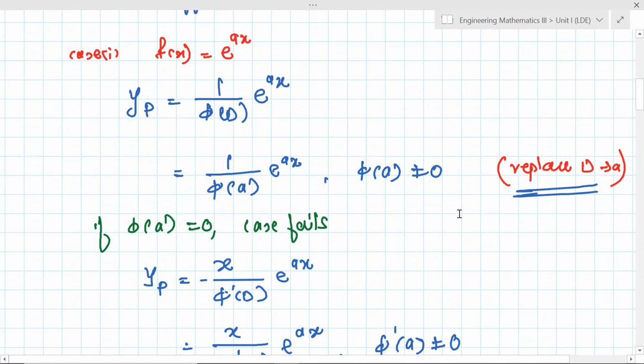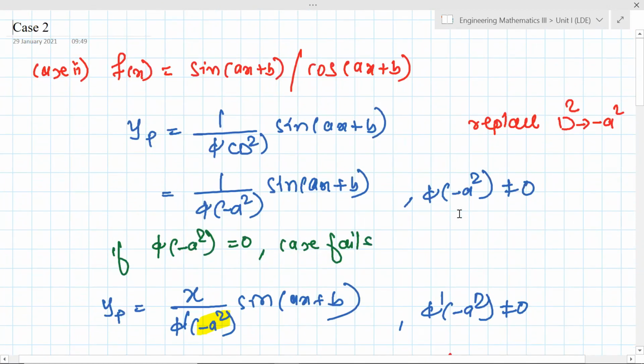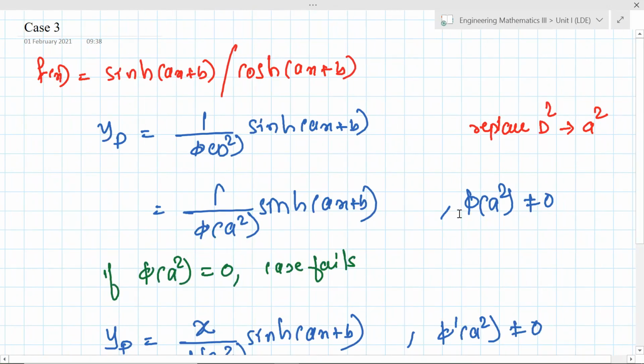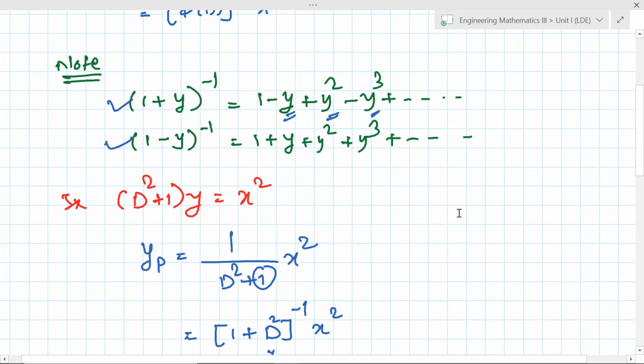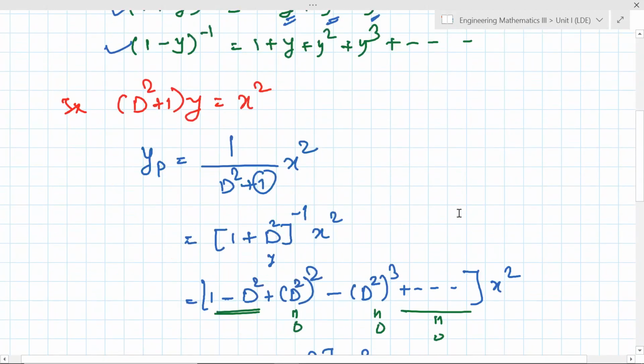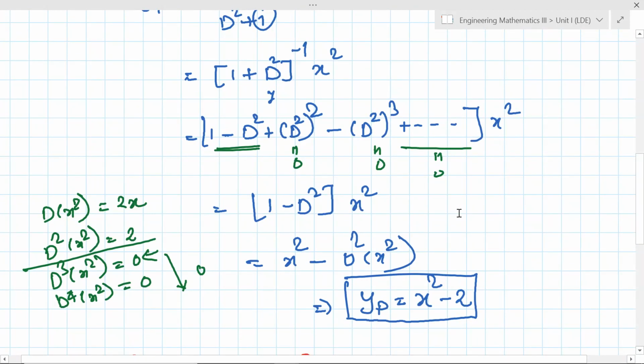Then the second case, if f(x) is sin(ax + b) or cos(ax + b). The third case is sinh(ax + b) or cosh(ax + b). And the fourth case is for x raised to m. We have seen examples related to all those cases to understand it in a better way.